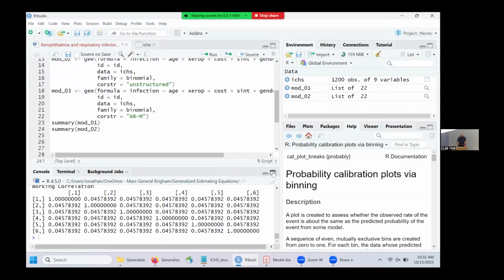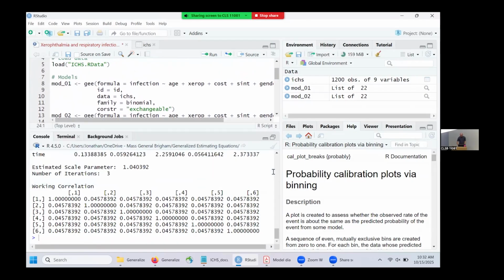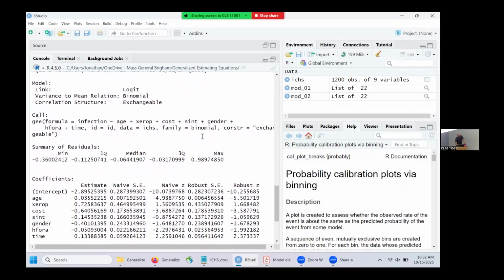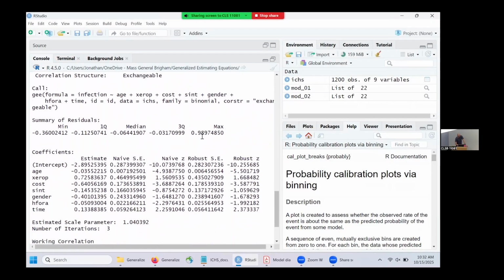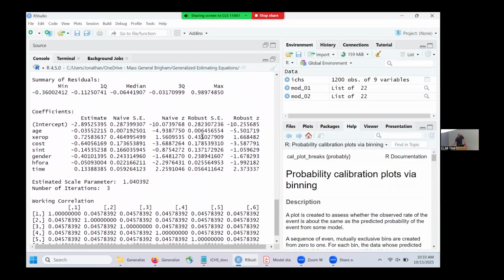Okay, so this is mod 1. As a reminder, our first model had an exchangeable correlation matrix. So you can take a look. Okay, it's telling us some stuff we already know. The link function is logit. We're using the binomial distribution, which gives us the mean to variance relation. And then we used an exchangeable correlation structure. So here are the coefficient estimates. Let's take a look at this table.